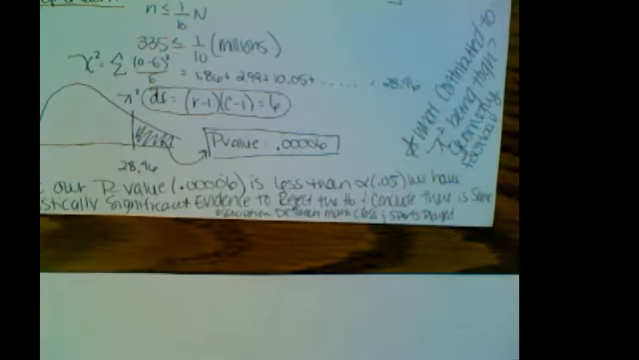So because our p-value is less than alpha of 0.05, we have statistically significant evidence to reject the H0, and we're going to go ahead and conclude that there is some association between math class and sports played.